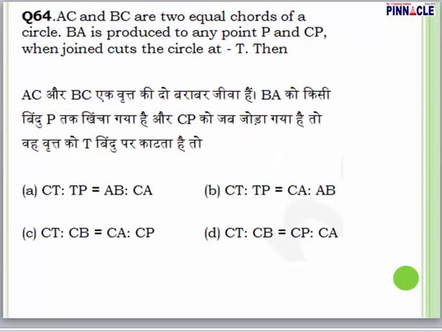Next question, question number 64. This is a very critical, important question. AC and BC are two equal chords of a circle. BA is produced to any point P and CP, when joined, cuts the circle at T. Then let's make the diagram. This is the question.